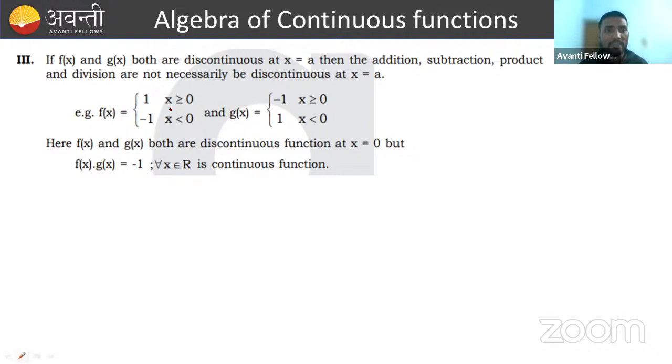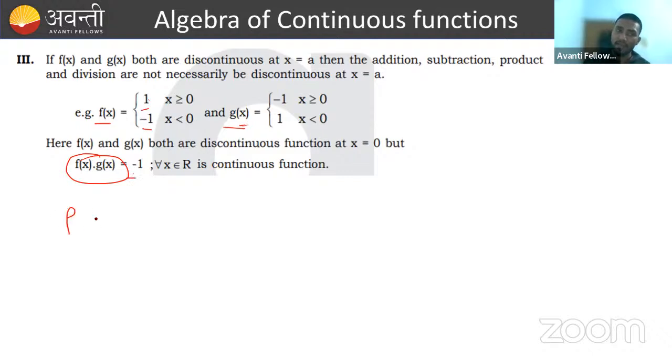Just see, f of x is 1 for x greater than or equal to 0, and -1 for x less than 0. So at 0 it is discontinuous. Similarly g of x is also discontinuous, but we have just changed the values, so both are different functions. If we multiply both functions, 1 into -1 is -1, and -1 into 1 is -1.